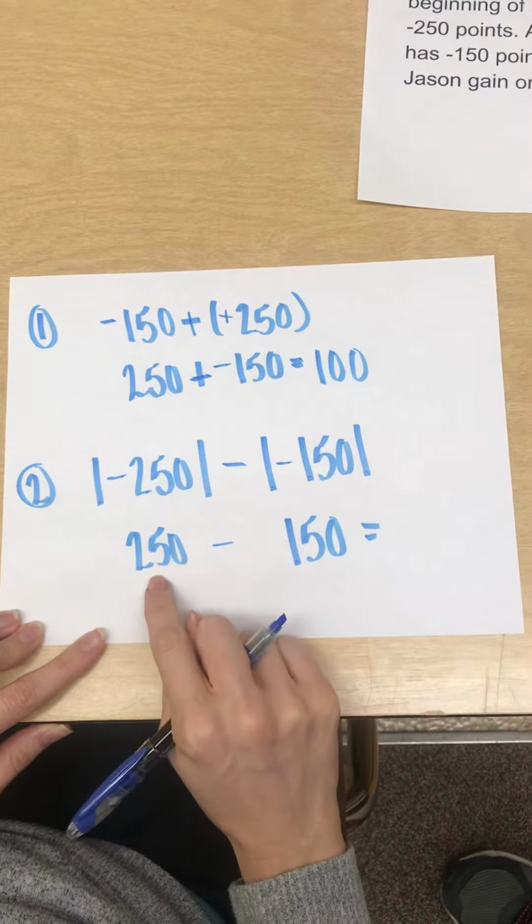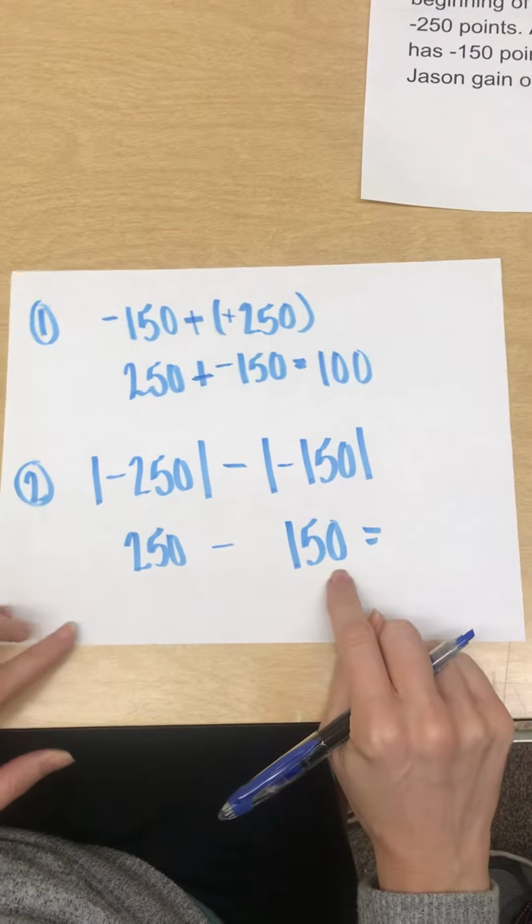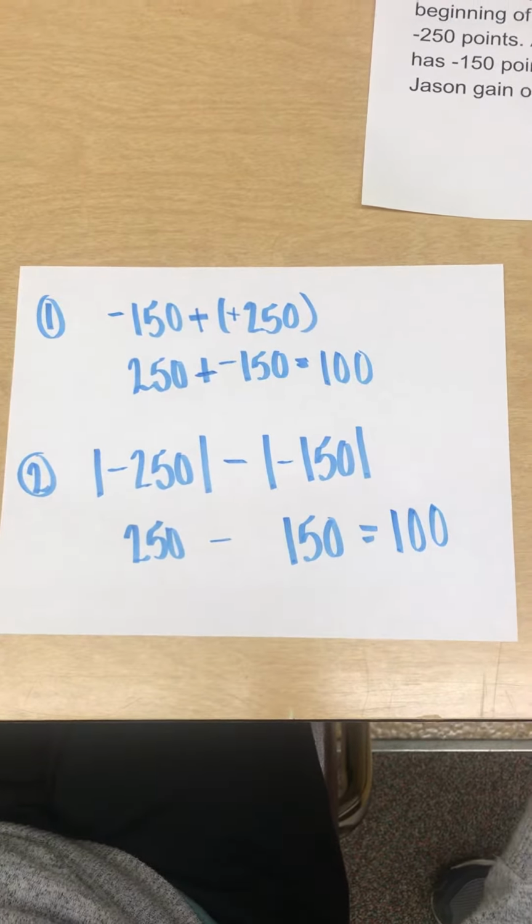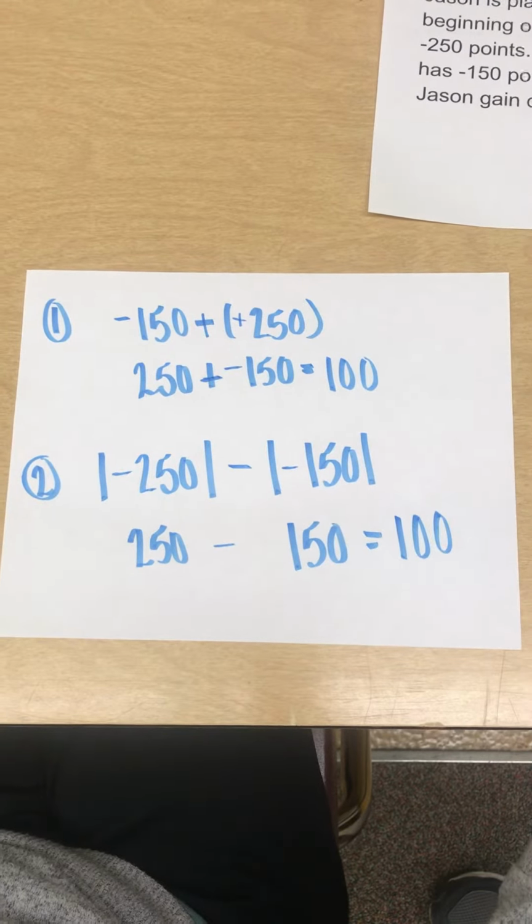Finally, what's 250 minus 150? My answer is 100. This means Jason gained a positive 100 points while playing his game.